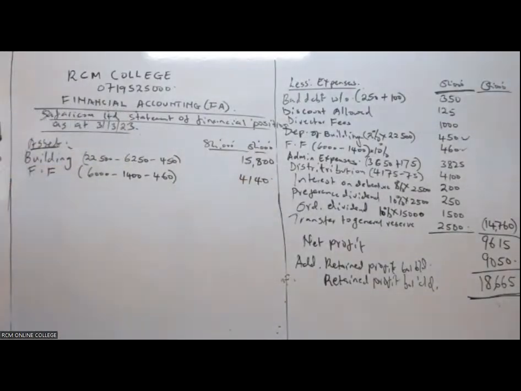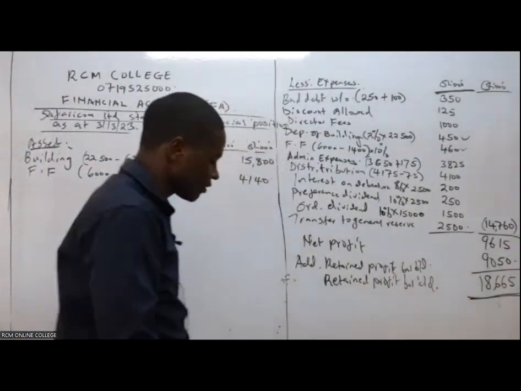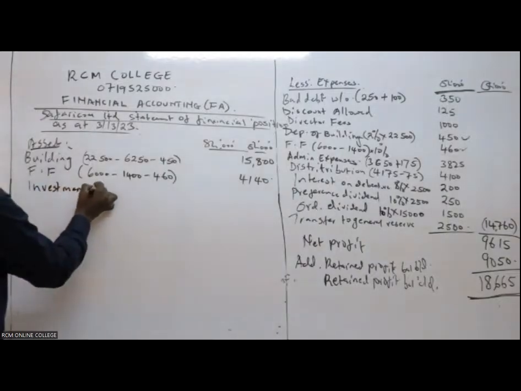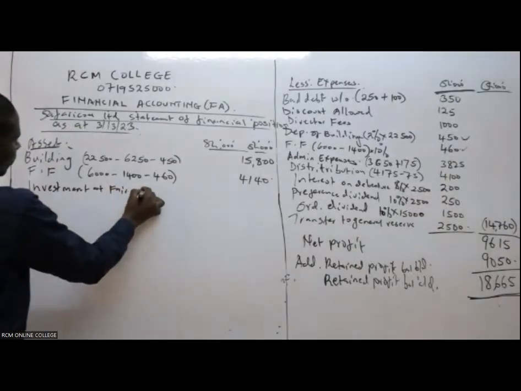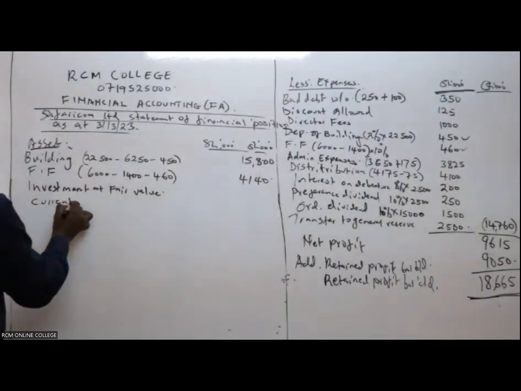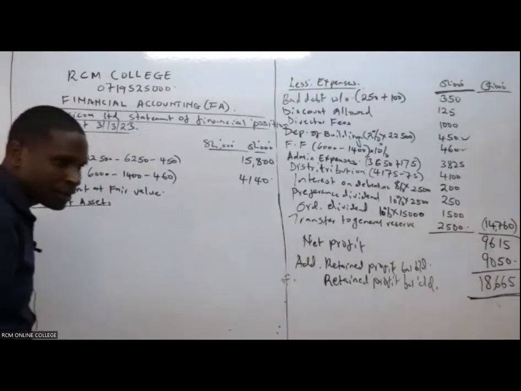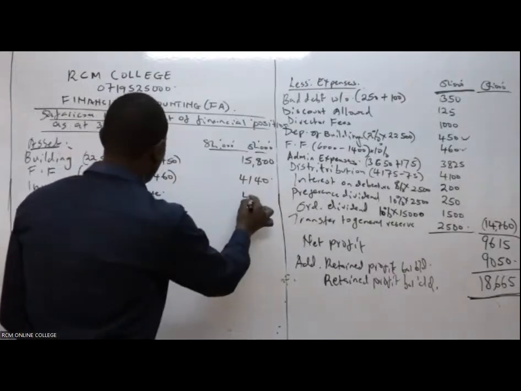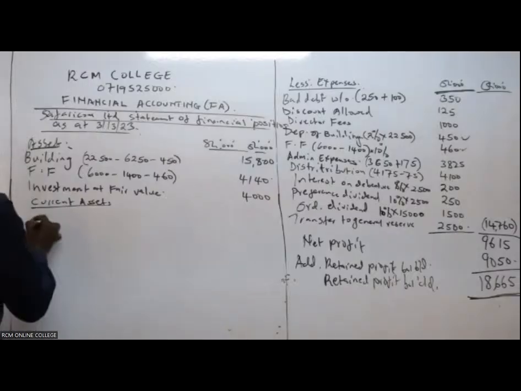And then we had the last item in that question, which was investment at fair value. For those who have the question, how much was it? Then we go to the current assets. It was 4,000, I can see it was 4,000. So for the current assets, we have inventory.